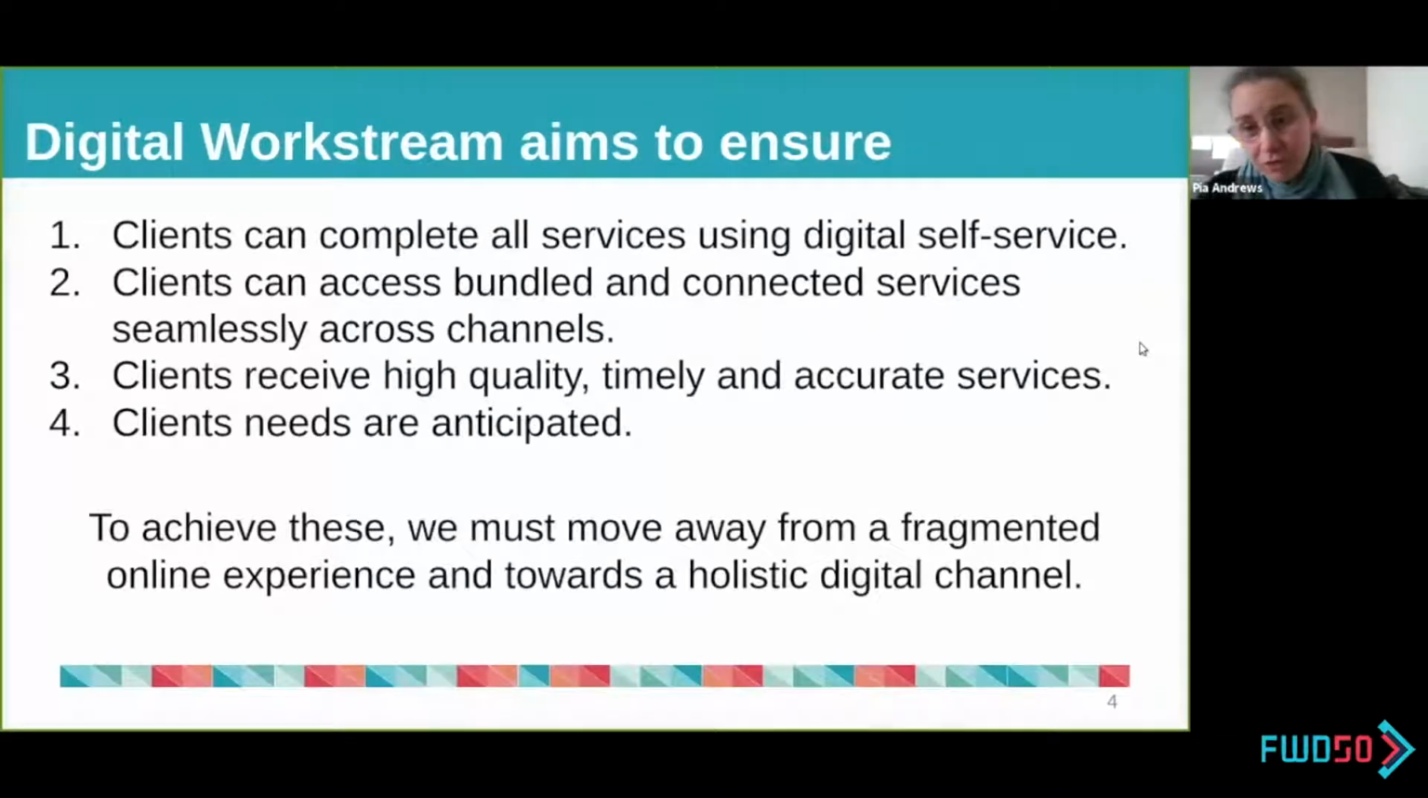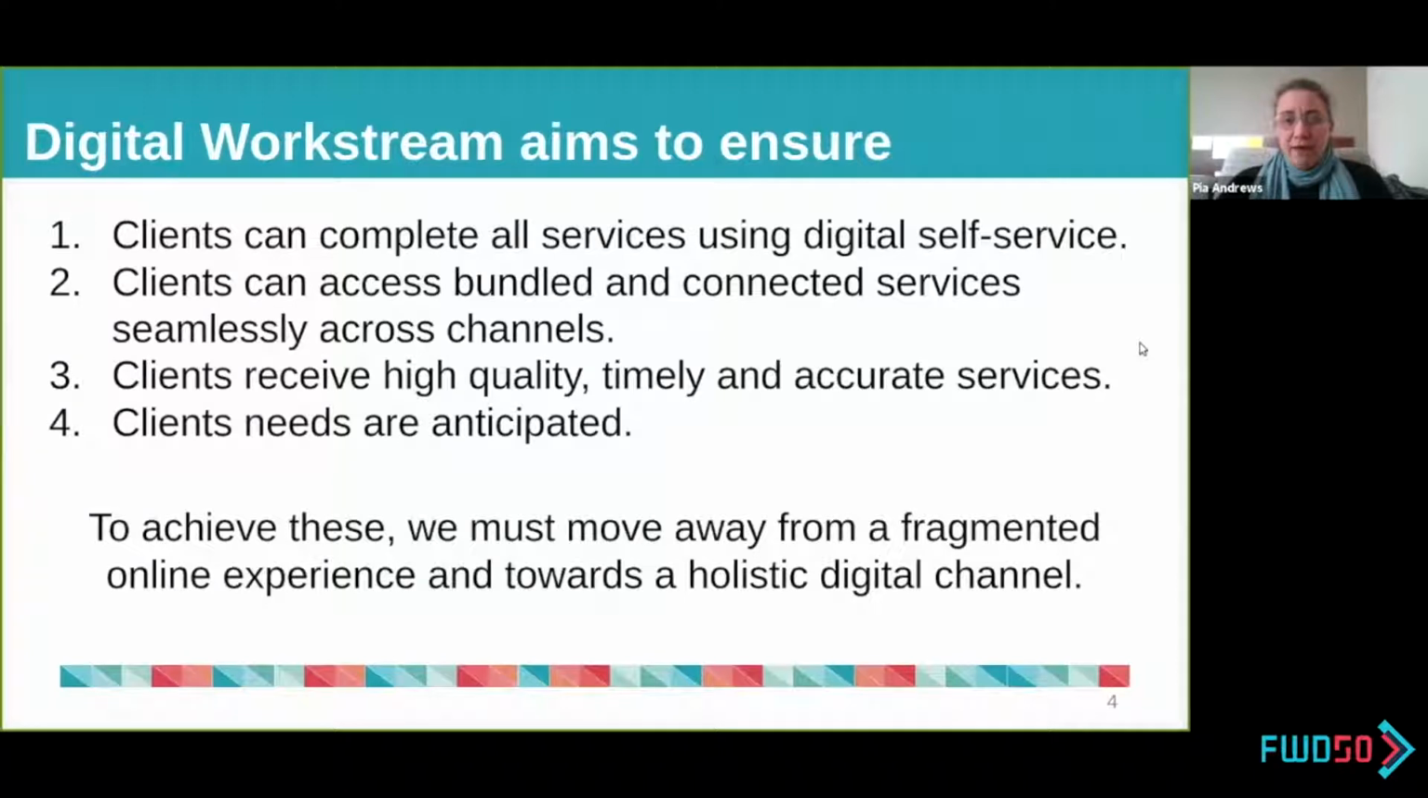The key goals are the digital workstream. So there's a few different parts of this program. The digital workstream is one of several workstreams, and our focus is really on the user experience. It's focused on the client experience or citizen experience of Service Canada, and it's also focused on the agent and staff experience of the internal tools.